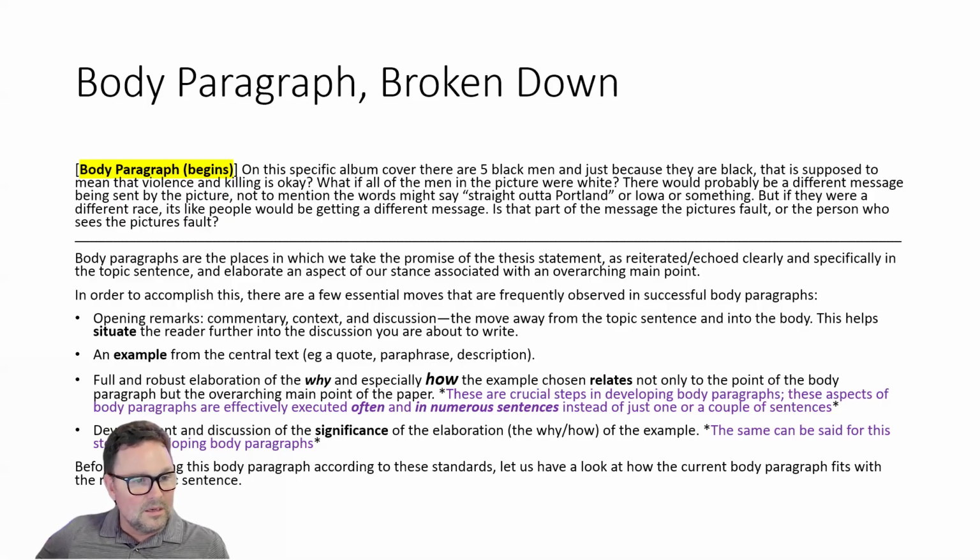Here's what the original says. On this specific album cover, there are five black men, and just because they are black, that is supposed to mean that violence and killing is okay. What if all the men in the picture were white? There would probably be a different message being sent by the picture, not to mention the words might say straight out of Portland or Iowa or something. But if they were a different race, people would be getting a different message. Is that part of the message the picture's fault or the person who sees the picture's fault?